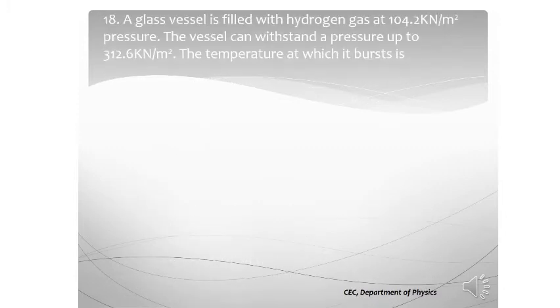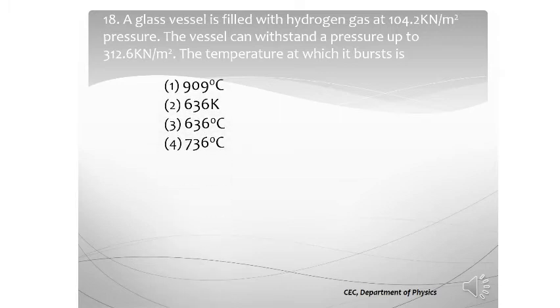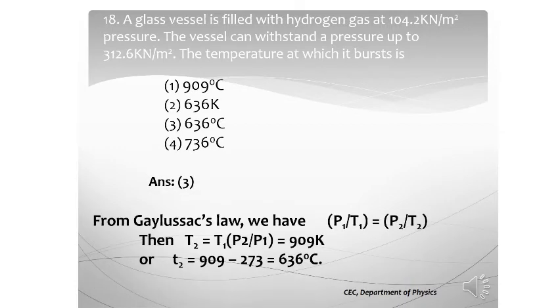Next, a glass vessel is filled with hydrogen gas at 104.2 kN per meter square pressure. The vessel can withstand a pressure up to 312.6 kN per meter square. The temperature at which it bursts is 909 degree centigrade, 636 Kelvin, 636 degree Celsius, 736 degree centigrade. Answer is 3, 636 degree centigrade.